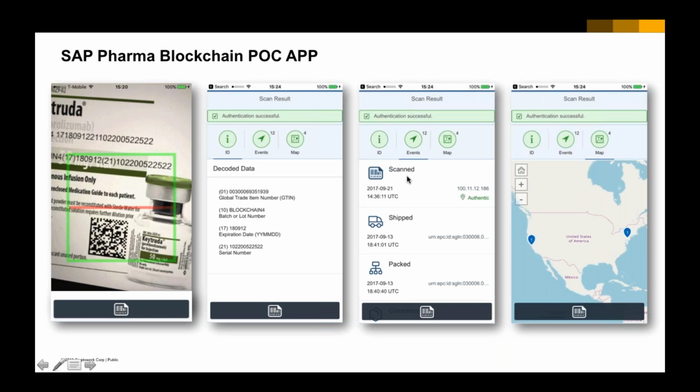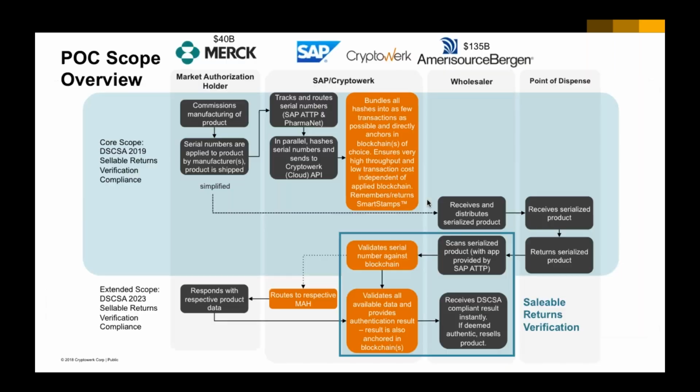And even the scan of this, in this case with this app, was again hashed, and then the hash was put back into the blockchain, so that AmerisourceBergen can prove that they have performed the scan and what the result of the scan was. This also was hashed and put in the blockchain.